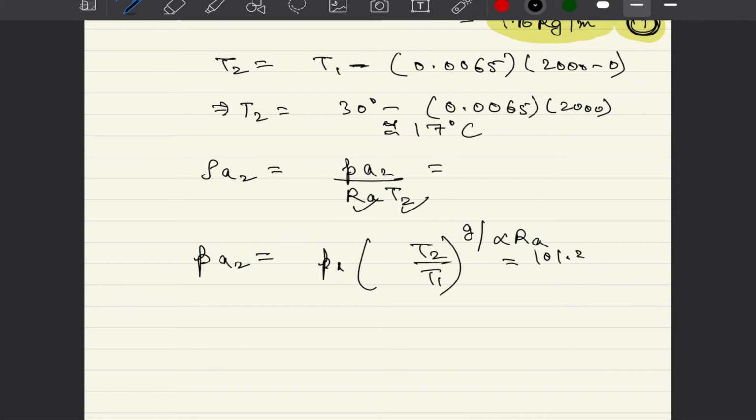So this is 101.3, and T2 we calculated. Whenever we are using the ideal gas equation, all the calculations are in Kelvin. Whenever we are using the equation of the saturation curve, all the calculations would be in degrees Celsius. So this would be 101.3, in the denominator we would have 303 Kelvin, and in the numerator we are going to have 290 Kelvin raised to the power 5.26 after substituting the values of these constants here. So P_A2 comes out to be 80.4 kilopascal.